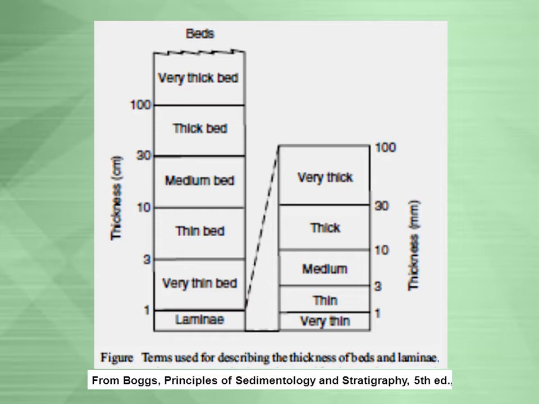Laminae are also classified according to their thickness. When the thickness is less than 1 millimeter, this is known as very thin laminae. 1 to 3 millimeter, thin laminae; 3 to 10, medium; 10 to 30, thick; and 30 to 100 millimeter is known as very thick laminae. So this differentiation of bed and laminae names depends on the thickness of the individual layers.